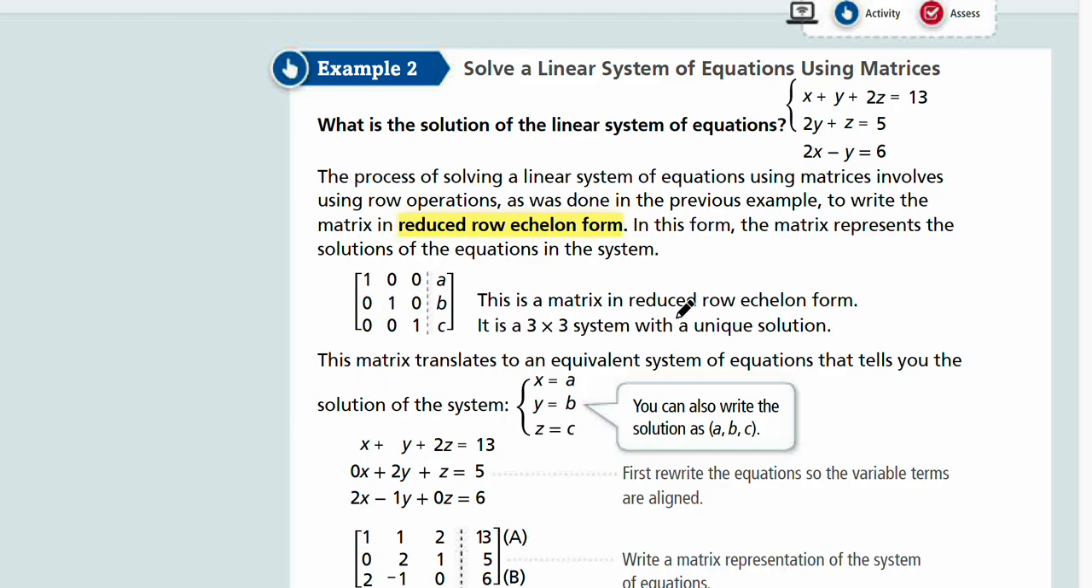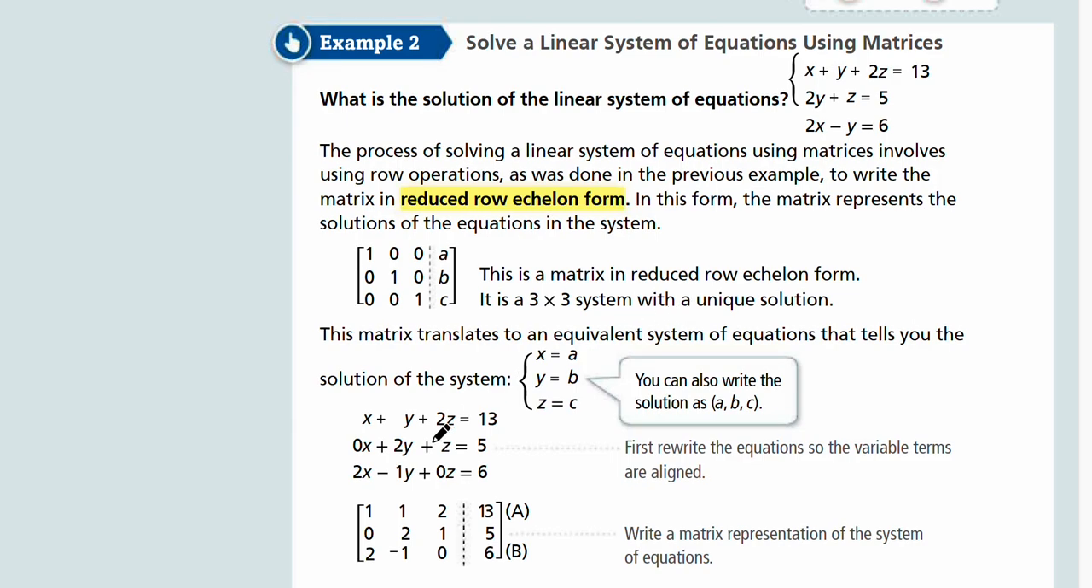Okay, so let's look at a 3 variable matrix. So here, as an example, we start with 1, 1, 2, 13, 0, 2, 1, 5, 2, -1, 0, 6 as our system of equations. Our final goal is to have the reduced row echelon form in this form. So we want to make zeros and 1s. So first we want to multiply and add each row to get zeros. So here we already have 1 and 0. We want to make the last column 0 as well.